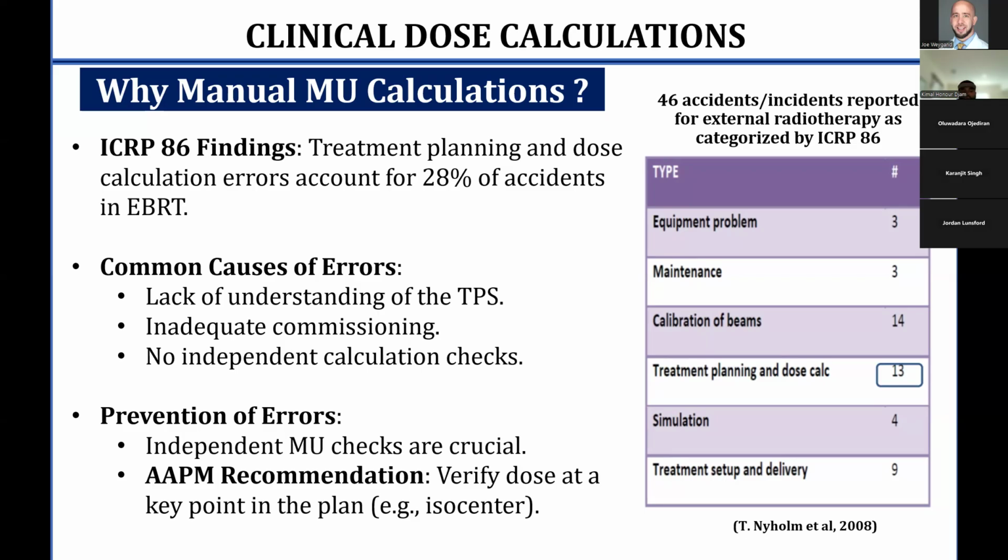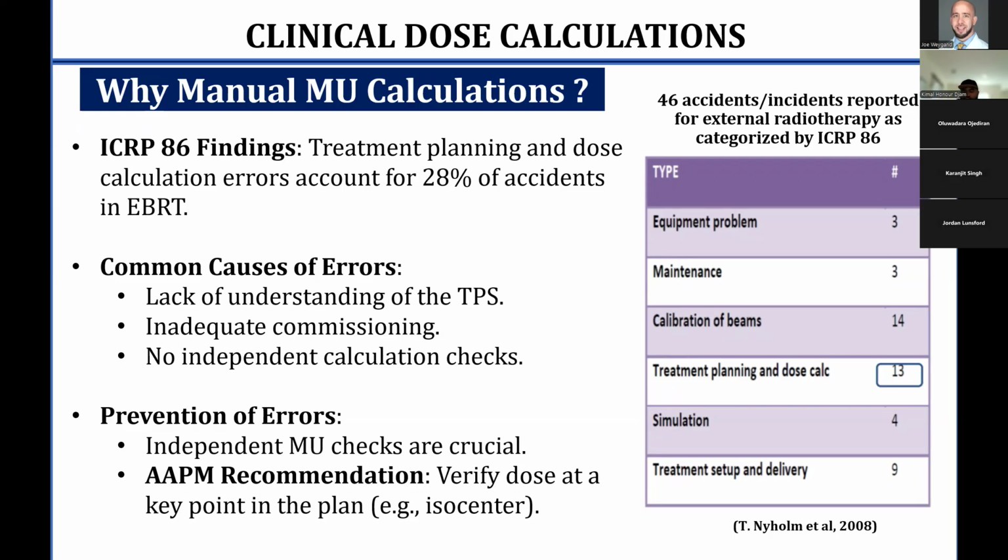And therefore, manual MU calculations are essentially a critical independent check which allows us to verify the output from the TPS and helps us to catch any potential discrepancies before they may impact a patient's safety. Now, AAPM strongly recommends that an independent dose calculation be performed at all the key intervals in the treatment planning process. And typically, this independent calculation should be done at the isocenter or at a point near the center of the PTV, or the planning target volume.